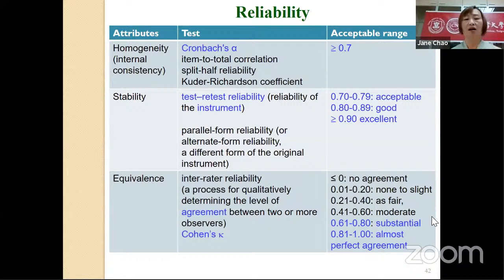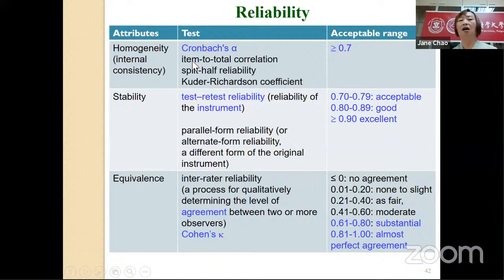There are different reliability tests to determine whether it's reliable or not. And you can see if you use a different test, they have different numbers or different data. And we also classify them into different categories. If we can accept this range, we'll call it reliable. If we cannot accept this range, we'll call it not reliable. So there are different ways. So we can test homogeneity or stability or equivalence.